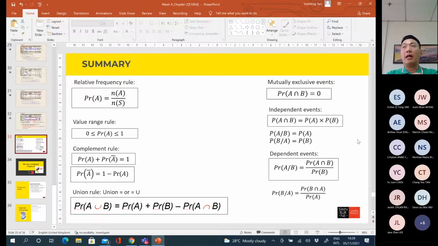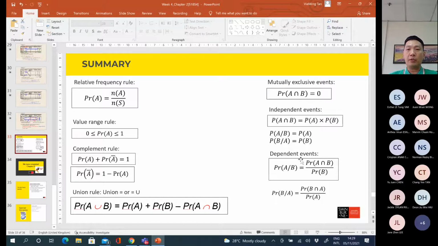So the last one is dependent events. A and B are dependent events if event A will affect the chance of event B happening, and event B also will affect the chance of event A occurring. Then we can conclude A and B are dependent. What are the major characteristics of dependent events? Because A and B influence each other, we need to apply the conditional probability formula for dependent events questions.